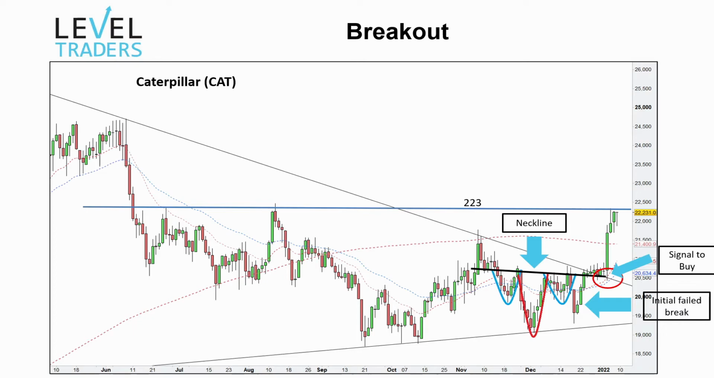The signal to buy was once the neckline broke above that 207.1 area. That was the signal. It doesn't matter if you bought at 208, 209 or even 210. The key is patiently waiting for that signal, which did eventually come, because then you have a reference point to work off, which is that neckline.